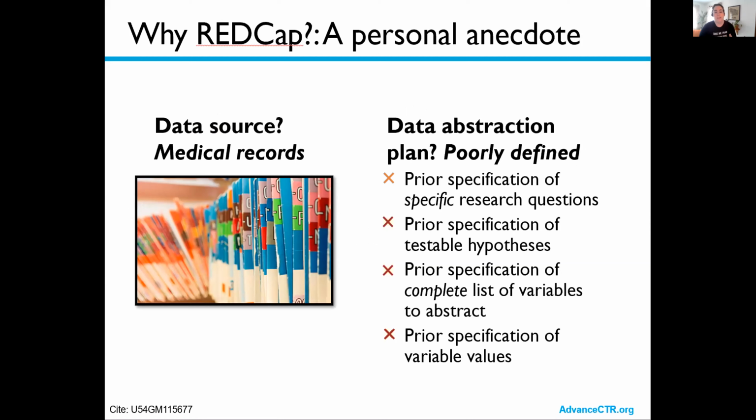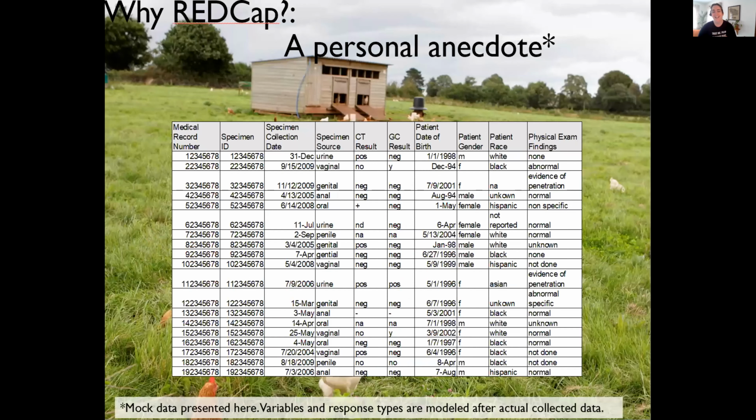So at the start, our team did have some questions of interest and some variables that we knew at the outset would be important to capture, but it was not a fully comprehensive list. And we also hadn't specified at the outset how those data would be collected. So it was a very crude data abstraction plan, which resulted in some pretty crude data abstraction.